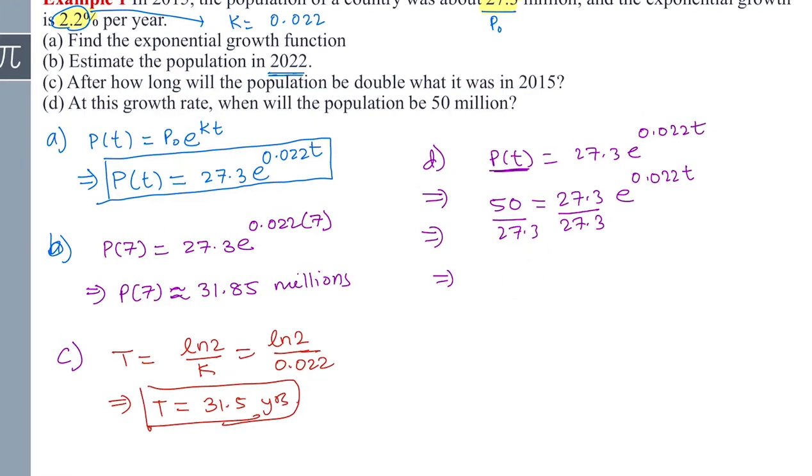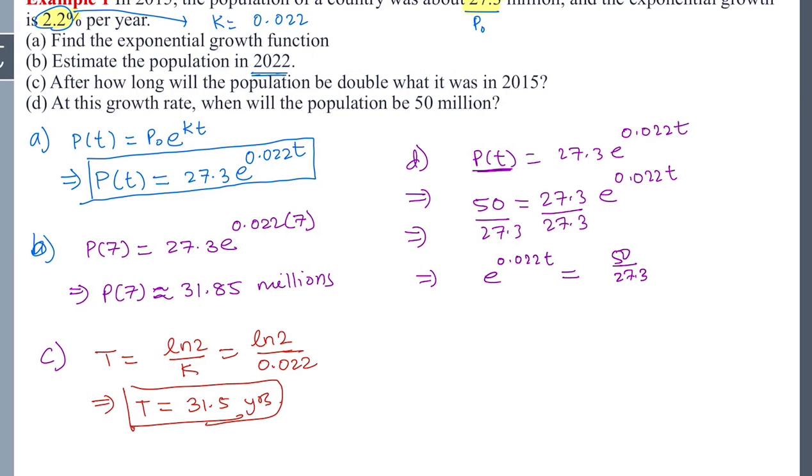Let's erase this. So this gives us e to the 0.022t equals, let's just write that as 50 over 27.3. Let's not divide, because if we divide and round that now, we might not get a more accurate answer. So we'll just leave that as a fraction.